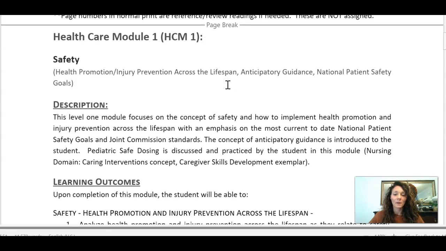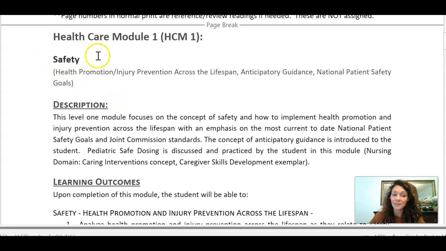Okay? All right, so we're going to go through just one of the modules so that you can see how things are set up. And then I'm going to scroll to the end of the syllabus because the following pages that are broken into modules are set up exactly the same. So the first module that falls in this class is Healthcare Module 1. And what's included in that is safety.